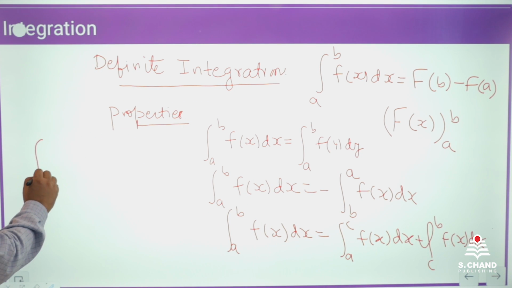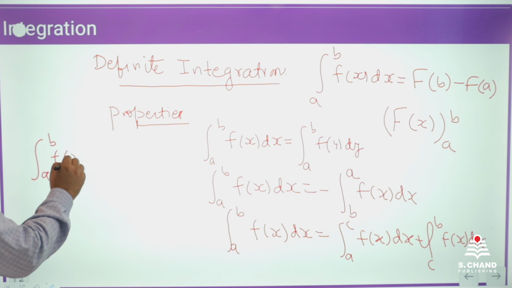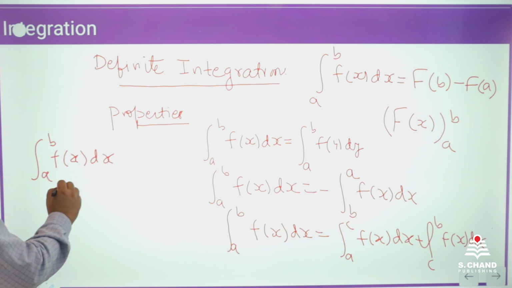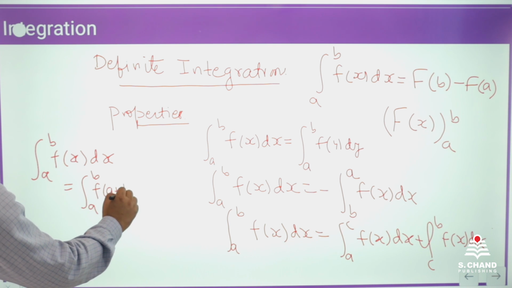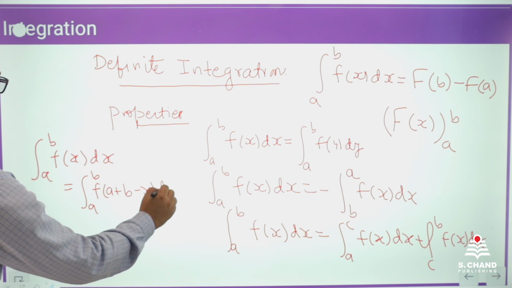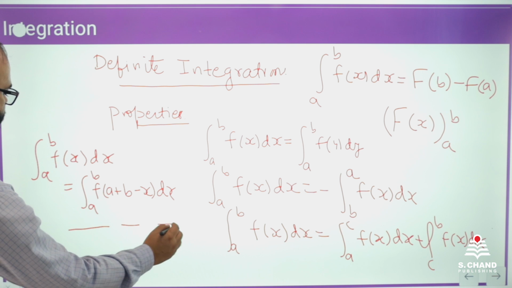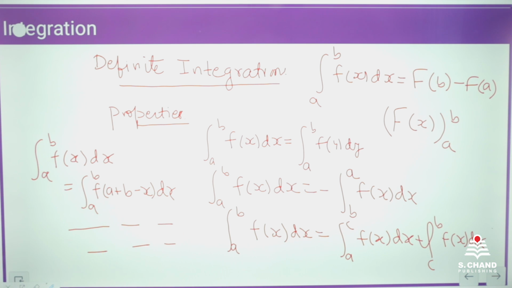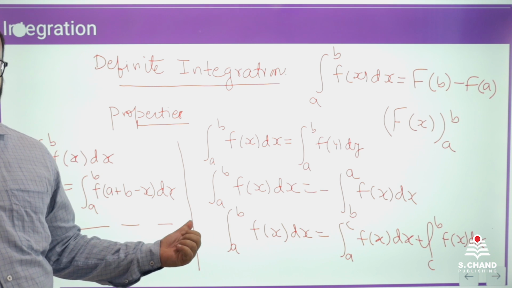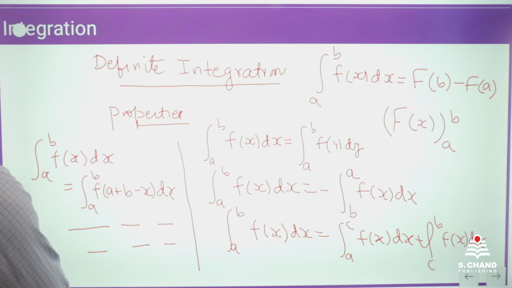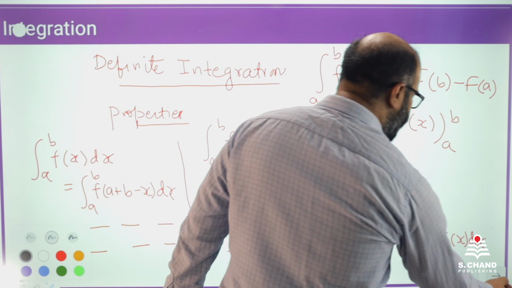The list goes on. I'm writing one more property: the integral from a to b of f(x) dx is equal to the integral from a to b of f(a plus b minus x) dx. All these properties are there and we have to remember them. There will be utilization of the properties in the questions which we are going to solve in this, and in the book also, and from the source which you are using, mostly the book, which is quite good.